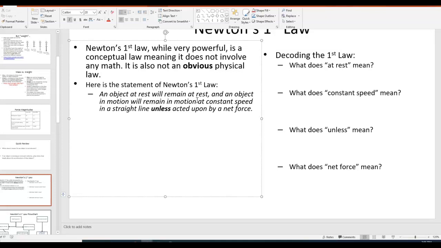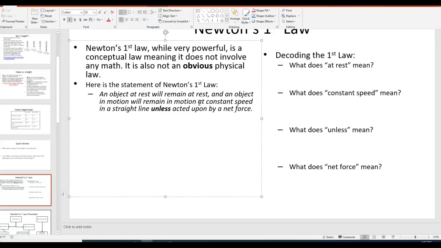Now, not only is it going to stay moving, but it's going to stay moving in a very specific way. It is going to stay moving at a constant speed in a straight line. Or if you prefer, you can say it's going to stay in motion at constant velocity. We've heard that term before, constant velocity, unless acted upon by a net force.